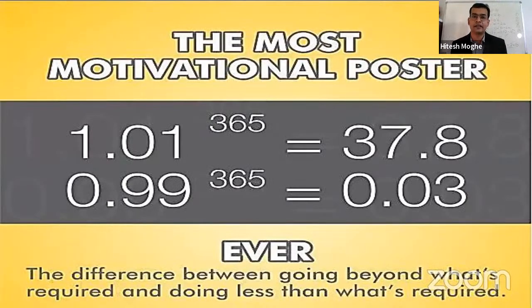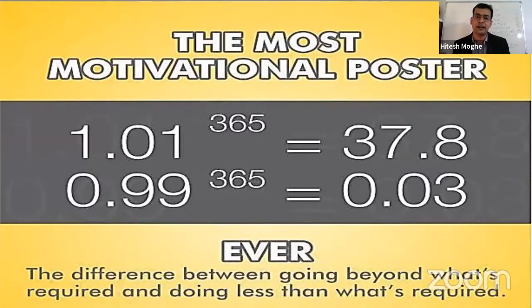And the last slide, I think this is a very motivational slide. See, even if you increase 1% of your effort daily, from 1, if you make it 1.01 and you multiply it 365 times, it becomes 37.8. And even if you reduce your efforts 1%, just 1% daily, and you multiply it 365 times, it just becomes almost 0.03. So that is the importance of 1%.